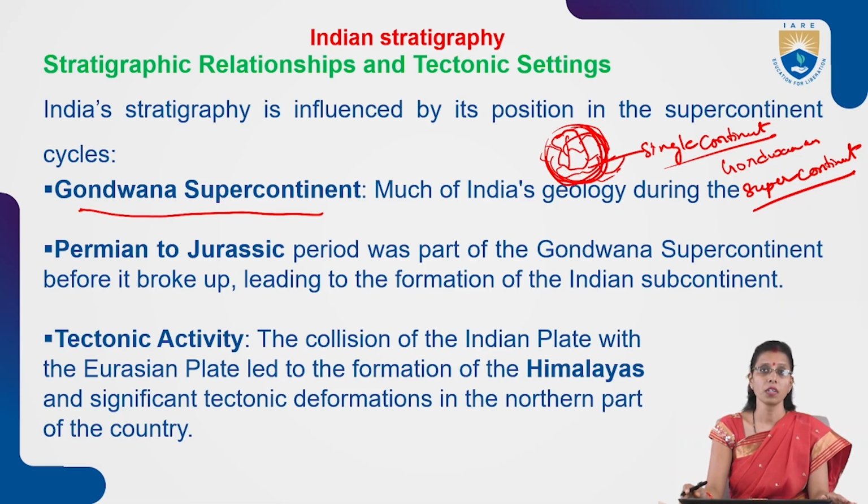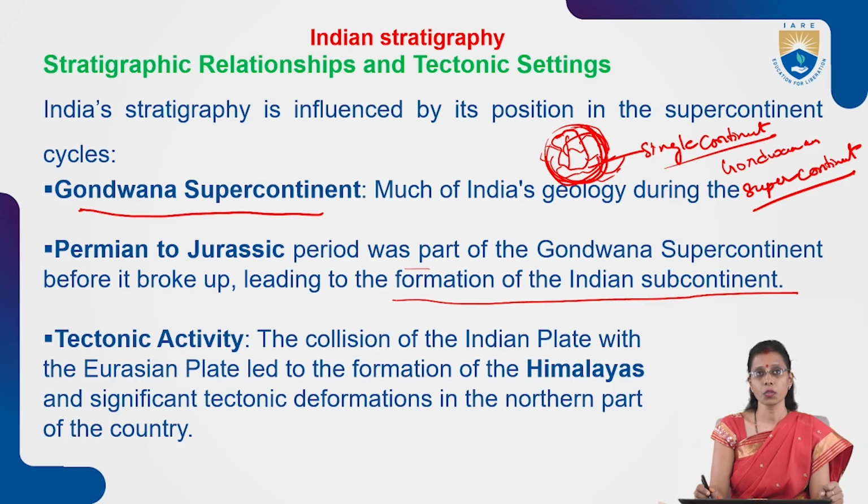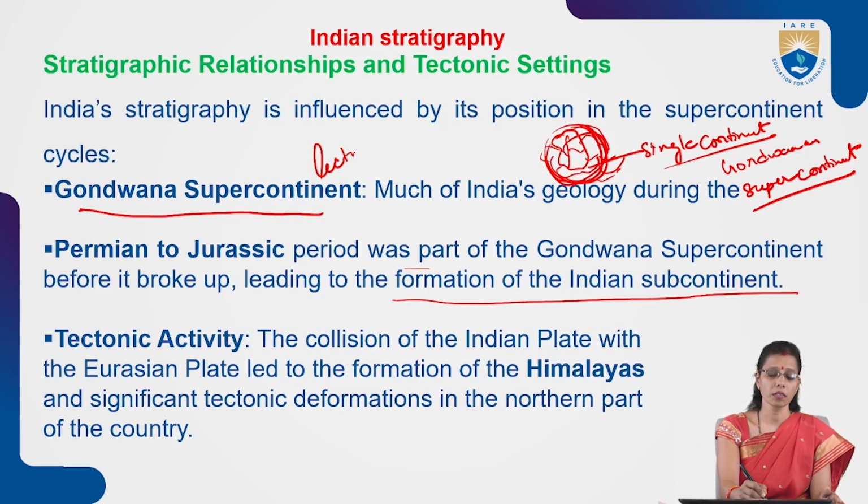That was the Permian to Jurassic period, the Jurassic period when the dinosaurs were present, of the Gondwana supercontinent before it broke up, leading to the formation of the Indian continent. Okay, so before it was a supercontinent, later slowly it split. It moved apart, as we know, due to tectonic forces or tectonic activity. This is the movement of the plates.